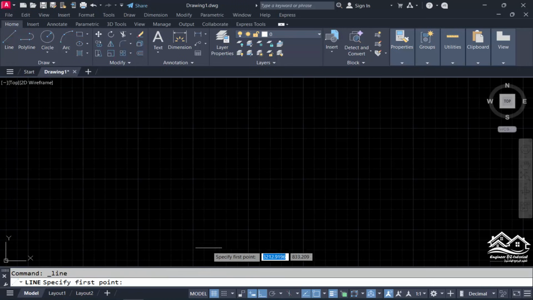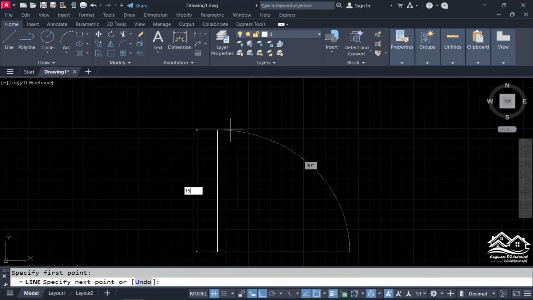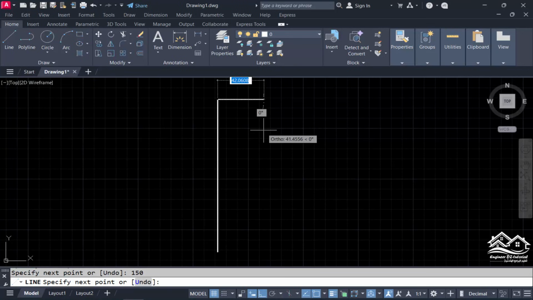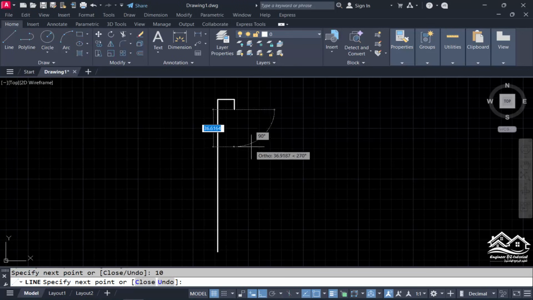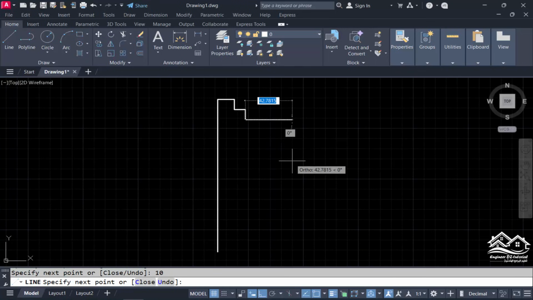First, I draw a line 150 units long. Then another line 15 units to the left. Then a line 10 units downward. Then 10 units to the right. Then 10 units downward, and press Enter twice.